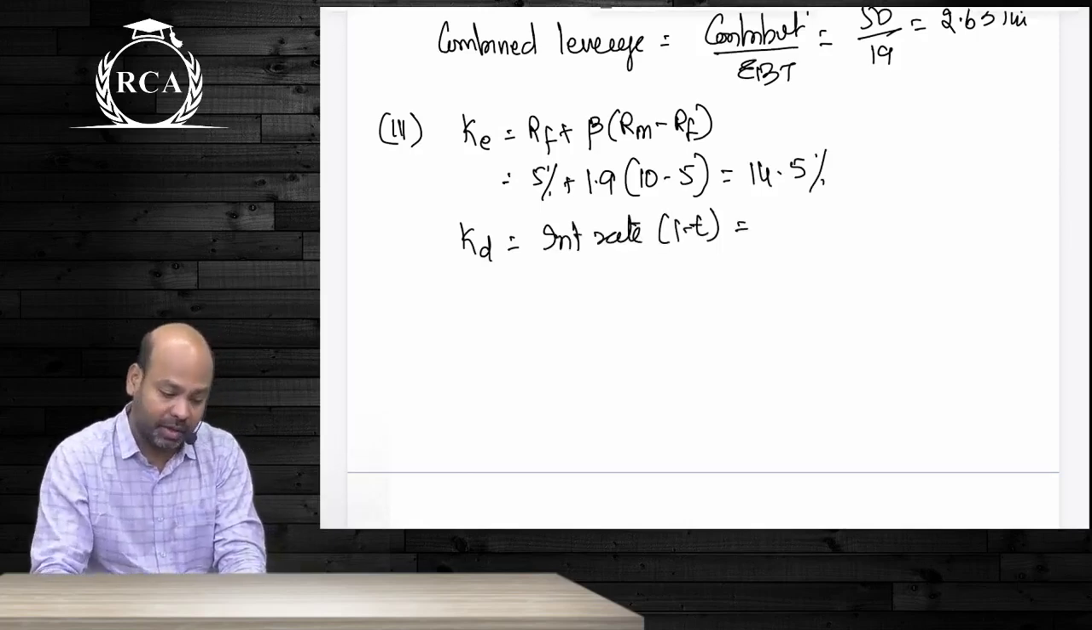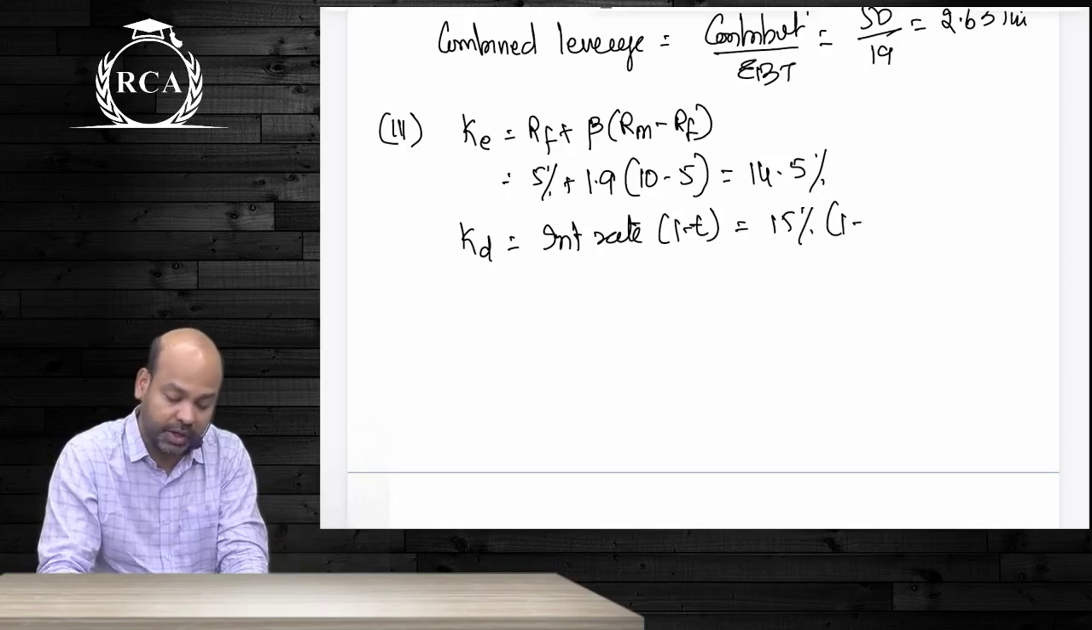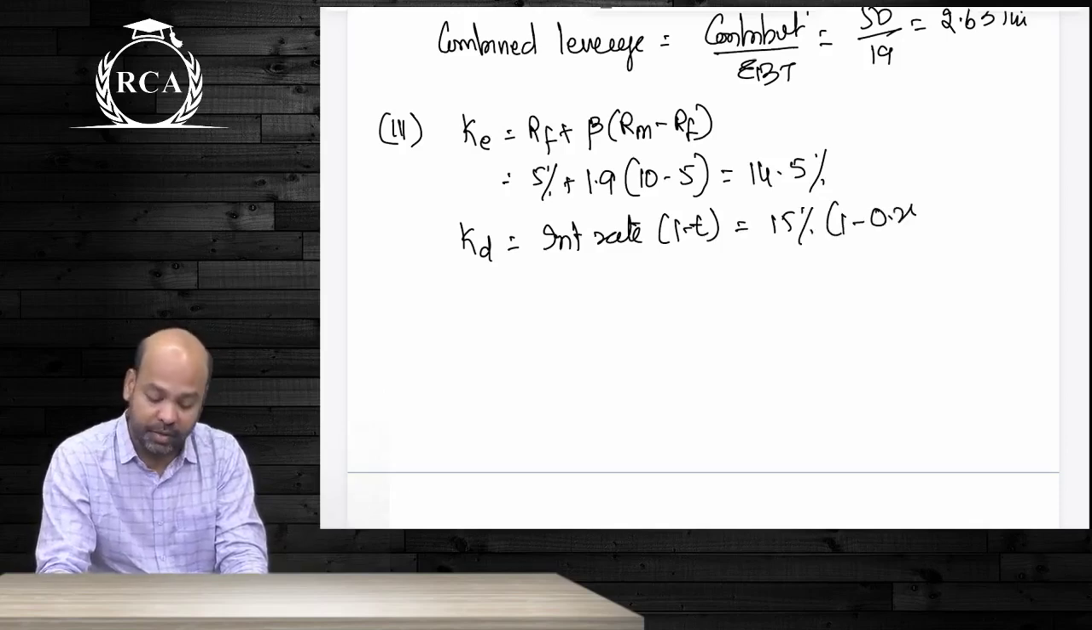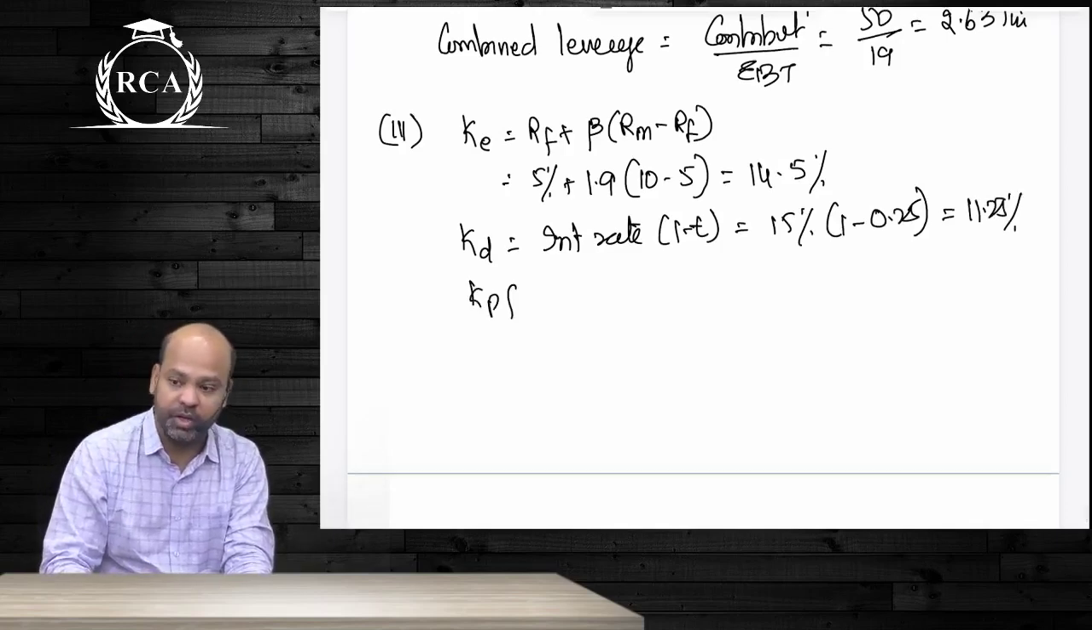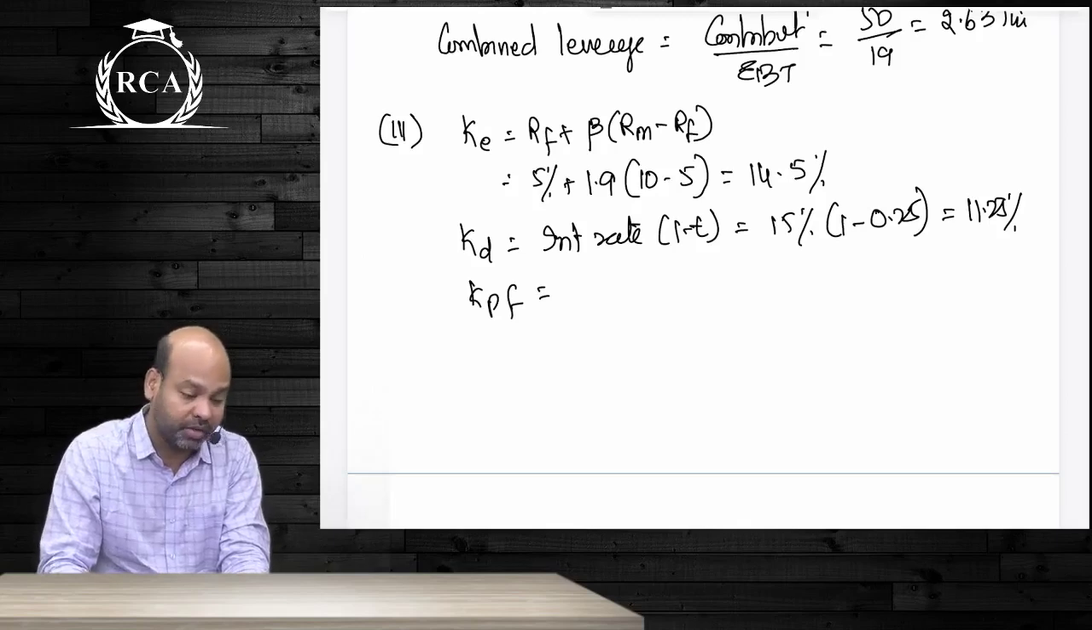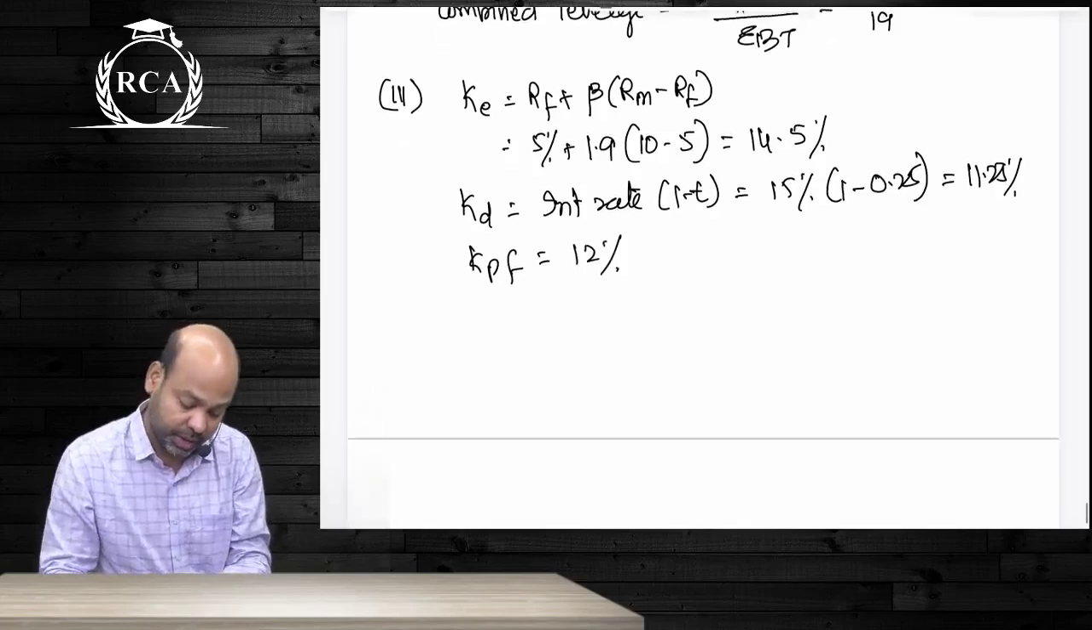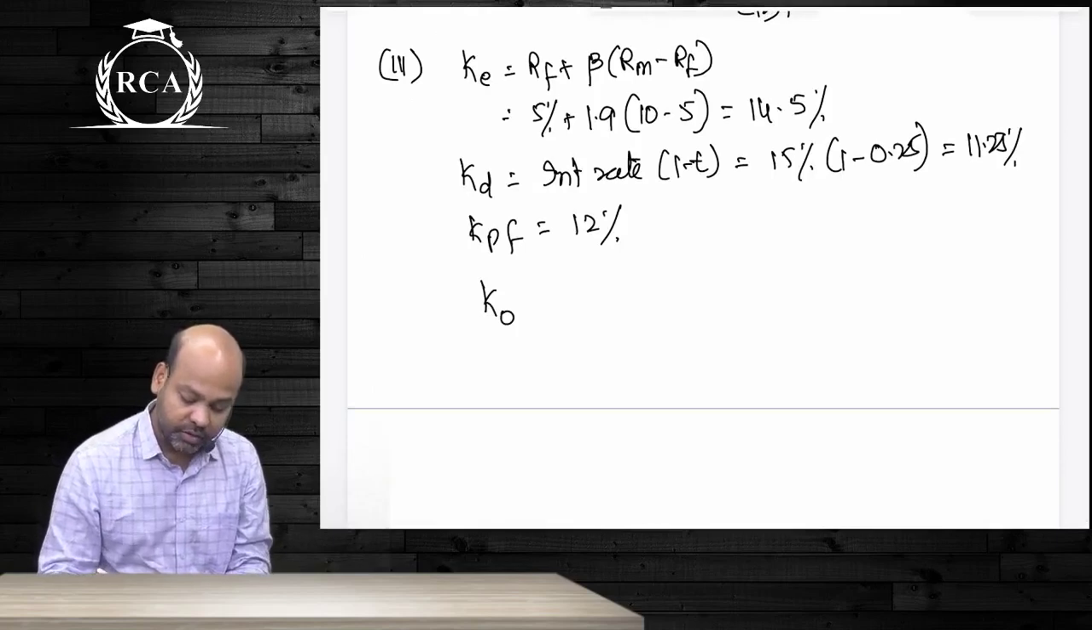Your cost of debt will be equal to interest rate into 1 minus tax rate. Interest rate is how much? 15% into tax rate is 25%. So this will become 11.25%. And your preference share capital cost will be directly equal to your preference dividend rate, which is 12%.